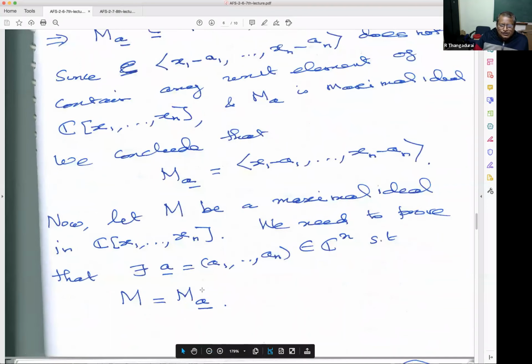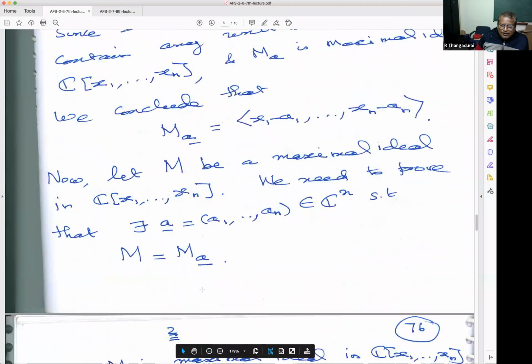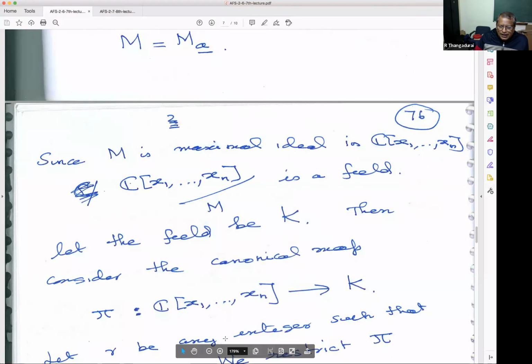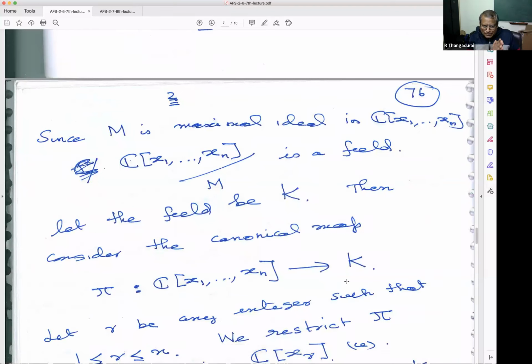By definition of the maximal ideal M, the quotient ring is a field. We call it K. Then we look at the quotient map, or canonical map, pi, from the polynomial ring to the quotient ring, which is a field K. So this is the canonical map we have. Because M is maximal, this map is going into the field K.